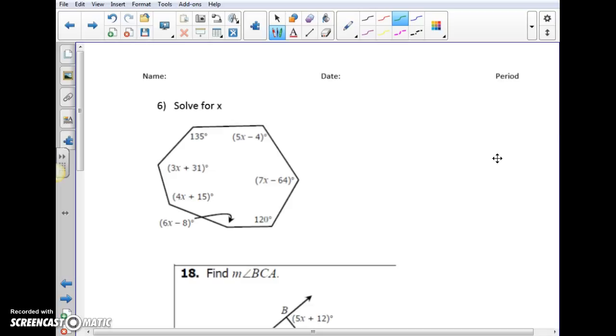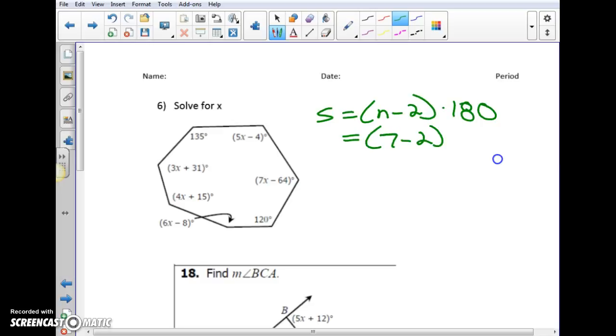So I've got 1, 2, 3, 4, 5, 6, 7. I've got a 7-sided figure, and all these interior angles in this 7-sided heptagon here should add up to 900. So continuing this out, and I'll let you solve this, 120 plus 7x minus 64 plus 5x minus 4, and so on, so you've got all of them, equal to 900.